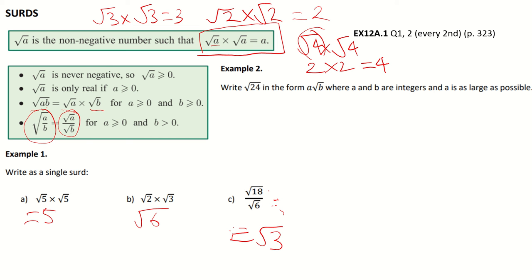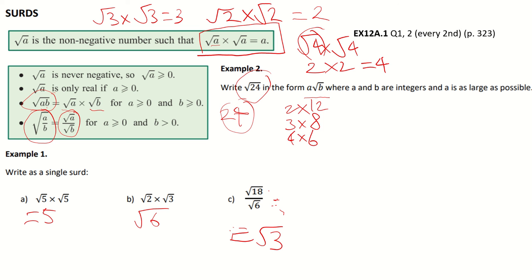Now, here we want to write the square root of 24 in the form a square root b. So, surds can be broken up. The square root of 24, we can actually break it up. We can do the reverse. So, 24 has different factors. What are some numbers that multiply to give you 24? 2 and 12? Yep. 3 and 8? Yep. 4 and 6? Yep.